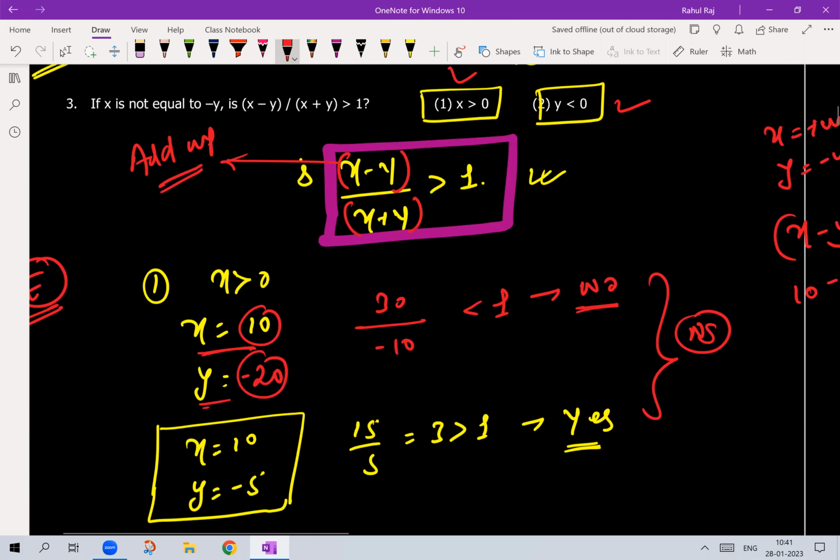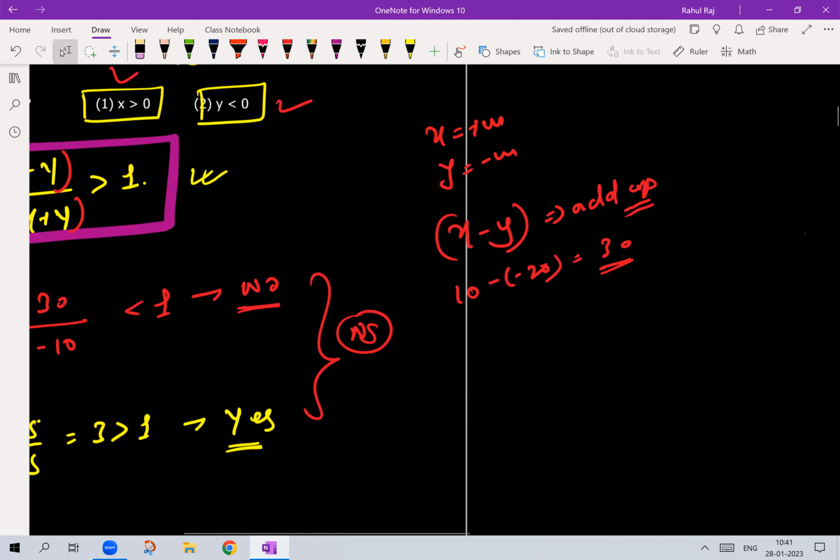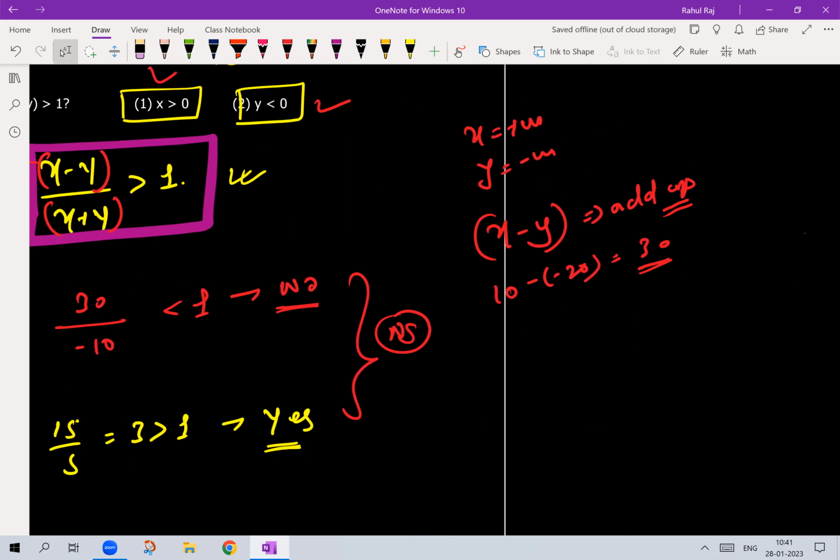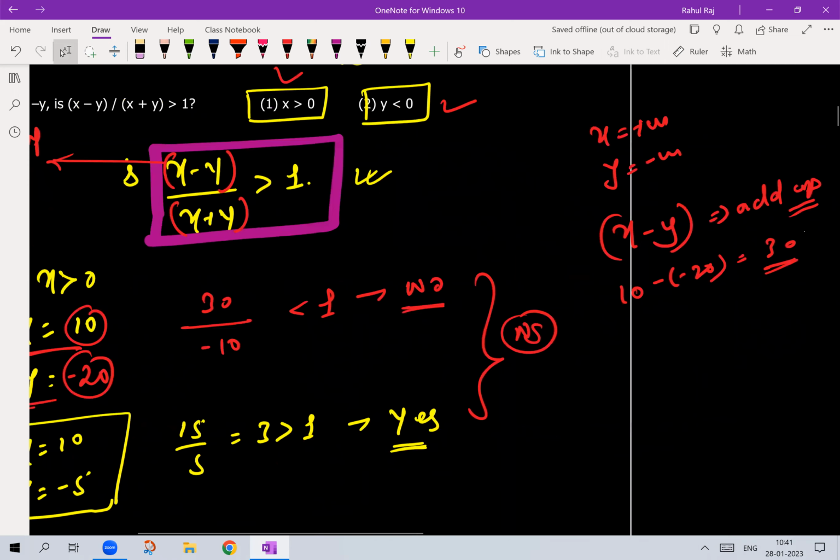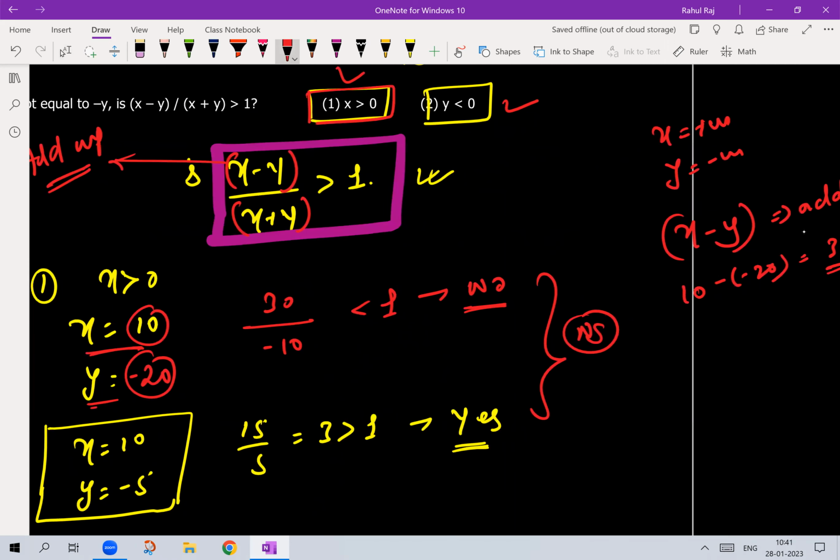But imagine in the denominator. Another case to prove no would be to take both negative numbers. You can't take both negative numbers, because option number 1 says x is positive. Even in combining, x is positive and y is negative. But if you're only evaluating option number 2, then you can take both. Yes, absolutely. Option number 2, 100%.